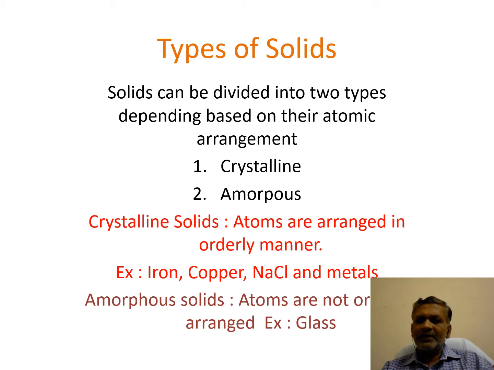As we know, solids have definite mass, shape, and size. Depending on their atomic arrangement, these solids can be classified into crystalline and amorphous. In crystalline solids, atoms are arranged in an orderly manner, like iron, copper, NaCl, that is sodium chloride, and metals. In amorphous solids, atoms are not arranged in a periodic or regular manner. An example is glass.